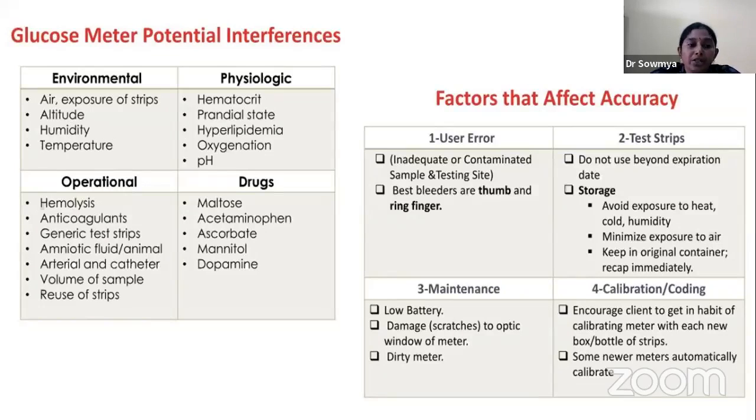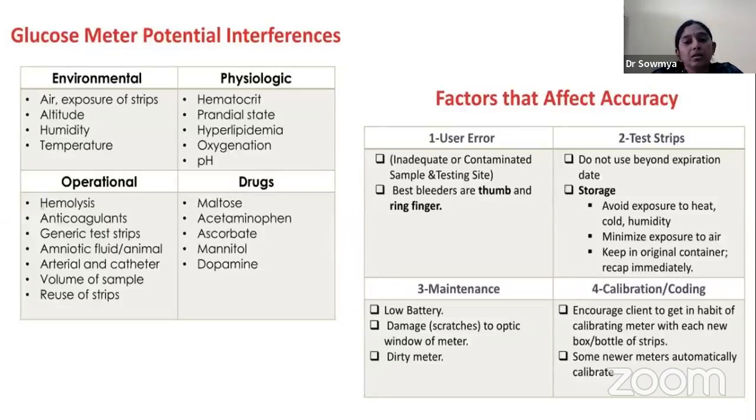So what are the operational factors? Hemolysis, whether the patient is on any anticoagulants, whether we are using any generic test strips. Is there any contamination with amniotic fluid or arterial blood sample, the volume of the sample, reusing of the strips. And if the patient is on maltose or vitamin C like ascorbic acid, mannitol, dopamine, all these factors interfere with the glucose meter readings. So what are the other factors that affect the accuracy?